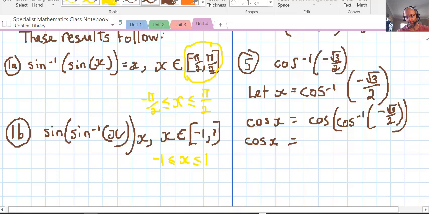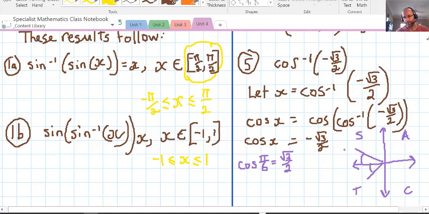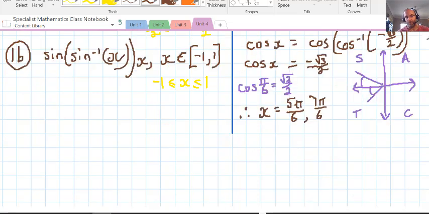Cos x will equal negative root 3 over 2. And with quick retrieval from a table of exact values, we know that cos of pi on 6 is root 3 on 2. The value of this cosine here is negative, so we're not looking at the first quadrant, we're looking at the second and the third, not the fourth. So we're looking at pi on 6 in here and pi on 6 in there. So that would mean normally that x equals 5 pi on 6 and also 7 pi on 6.